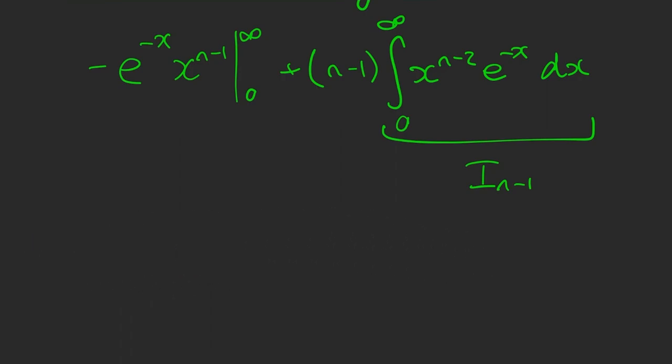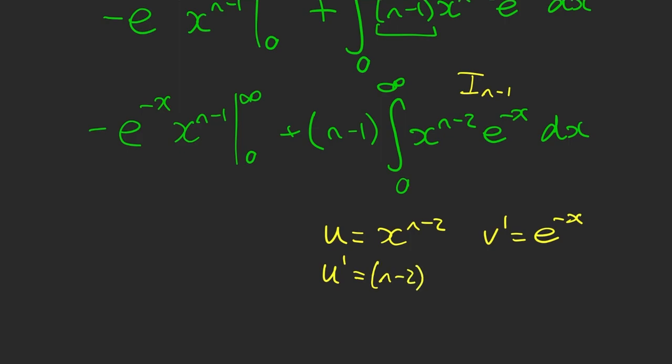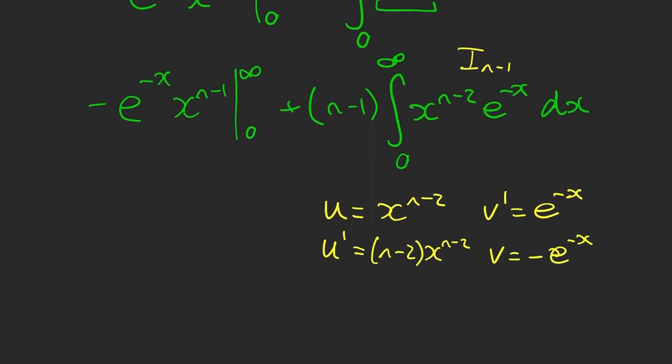So, in fact, I'll go ahead and do it, actually. We're going to do integration by parts again. So we know that this is equal to I of n minus 1, okay? But let's go ahead and do integration by parts again. So we're going to say u is equal to x to the n minus 2, v dash is equal to e to the negative x. So that implies the derivative of u is equal to n minus 2 x to the n minus 2, and v is equal to negative e to the negative x.